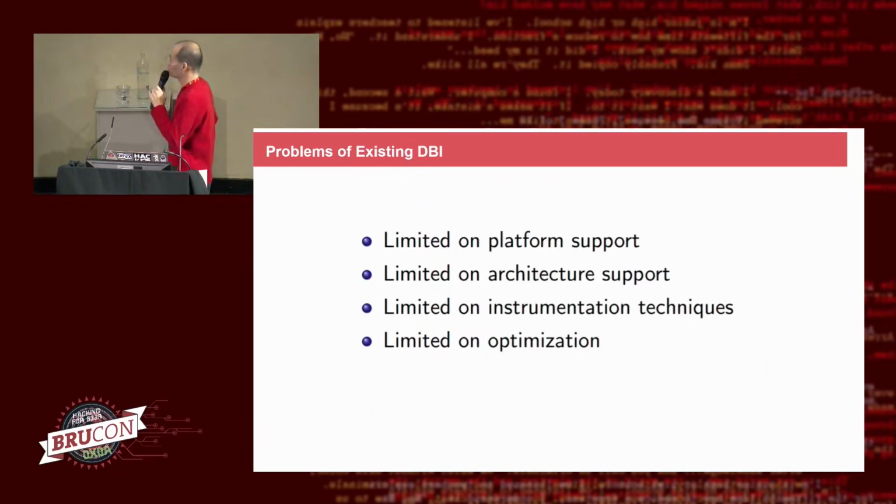Okay, so the problem with the existing DBIs is that, before we did this, we considered all the existing DBIs, and we saw that all of them have some issues that we do not like. First of all, the existing DBIs have limited support for platforms. So for example, talking about PIN from Intel, right? They work well on Windows and on Linux, but they do not work very well on Mac, for example. DynamoRIO doesn't work well on Mac. Valgrind doesn't work on Windows at all. So none of them work on every platform.